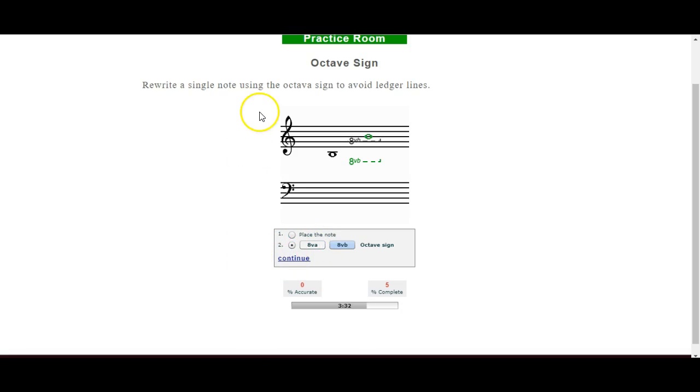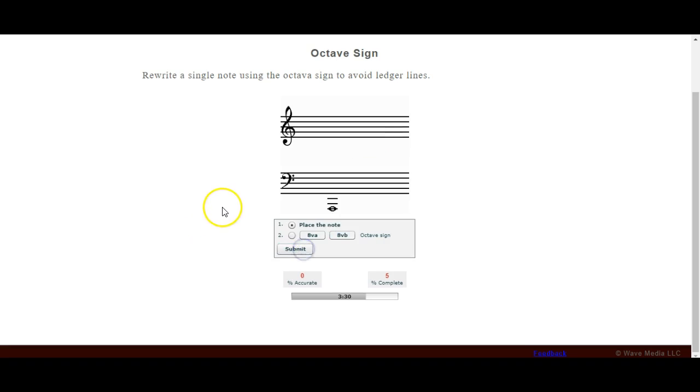So let's try another one. Continue. Okay. So this note is really low down here. So we have an A. Okay, so this is C3, this is C2, so this is A1, way down there. So I'm going to go up here and put an A here, and then choose 8VB again, and place it here. Yes, that is correct. And submit, and we're good.